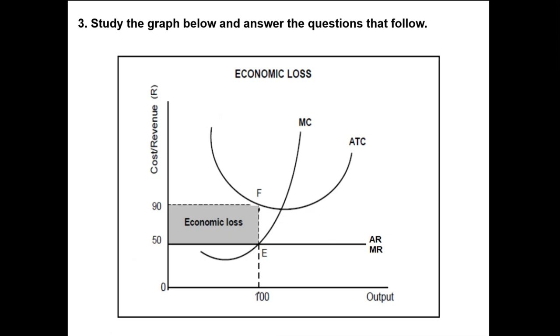If this average cost curve moves below the AR-MR curve, so if it was somewhere below there, then the business would be making economic profit. I urge you, when you study this, draw it on a page.